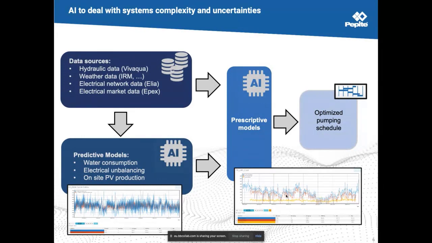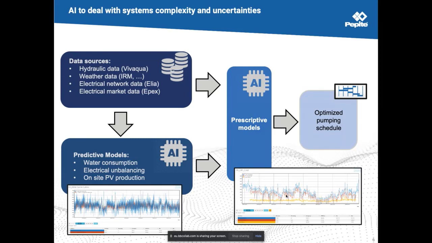Then you have the electrical network data, which is basically ELIA in Belgium. They now provide a lot of information on the current and past situation of the grid. And you also have electrical market data. So what is the price of electricity? On the spot market, the price is updated every 15 hours. So you need to include this kind of information so that you can really optimize a decision based on this price signal as well.